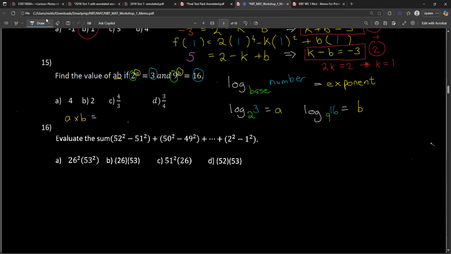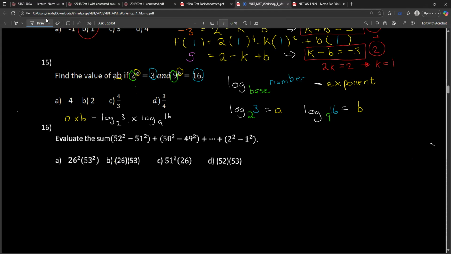Now, obviously, you don't have a calculator. So now that I've got this, I'm going to stop with the colors. Log 3 base 2 multiplied by log 16 base 9.